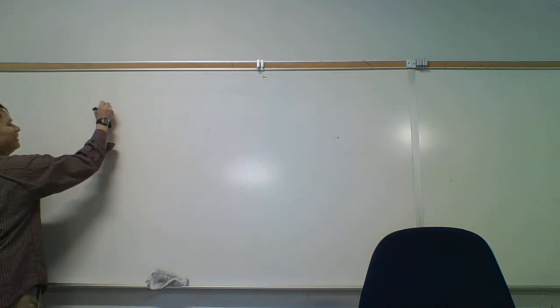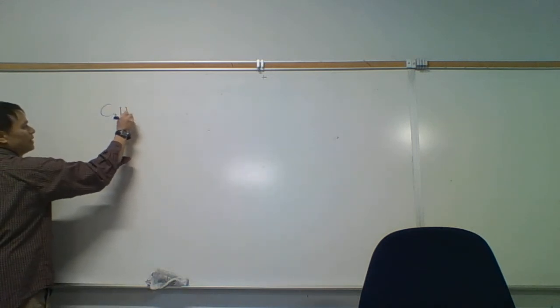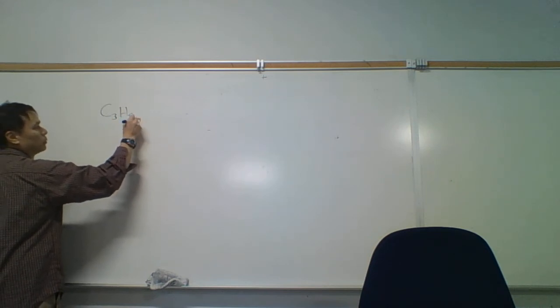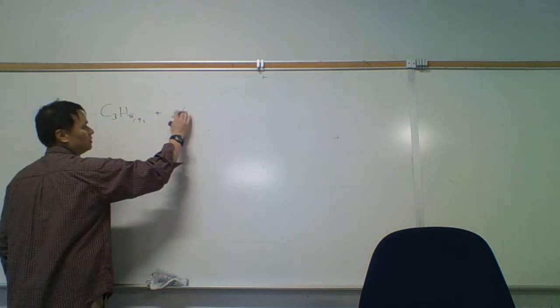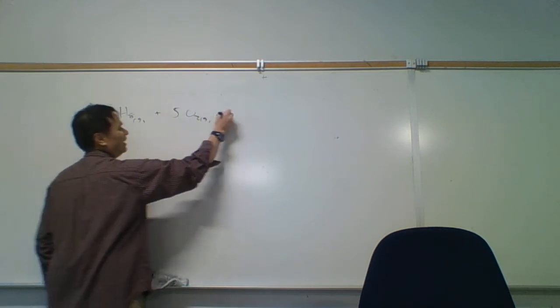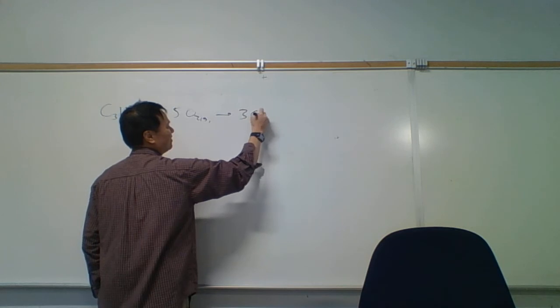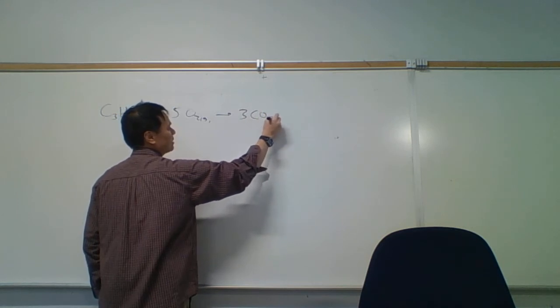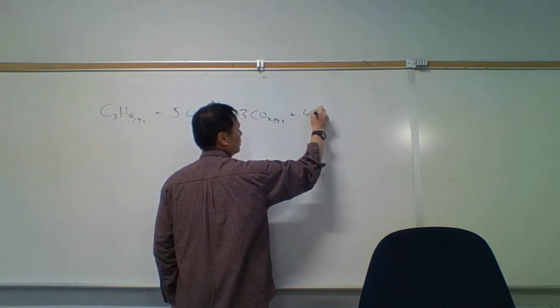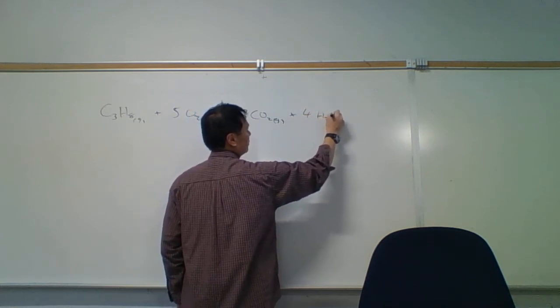So anyway, most people got this balanced correctly. It was 1 mole of propane, and then how many moles of O2? 5 moles of O2. 3 moles of carbon dioxide. What is carbon dioxide? Yes. And then 4 moles of H2O liquid.